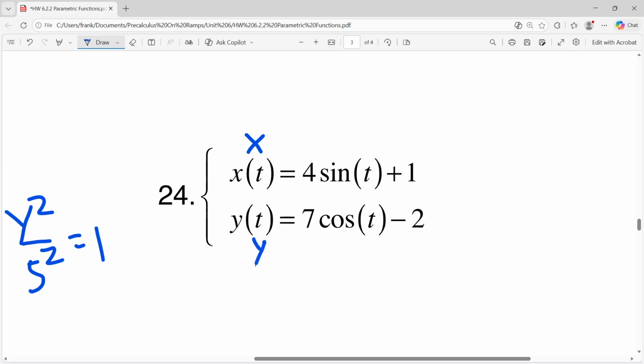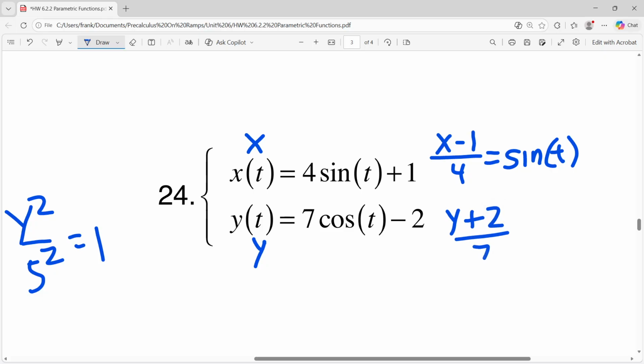X, Y. So I'm going to divide by 4 and subtract 1. X minus 1 divided by 4 equals sine of t. And y plus 2, I'm adding 2 and then divided by 7 equals cosine t.